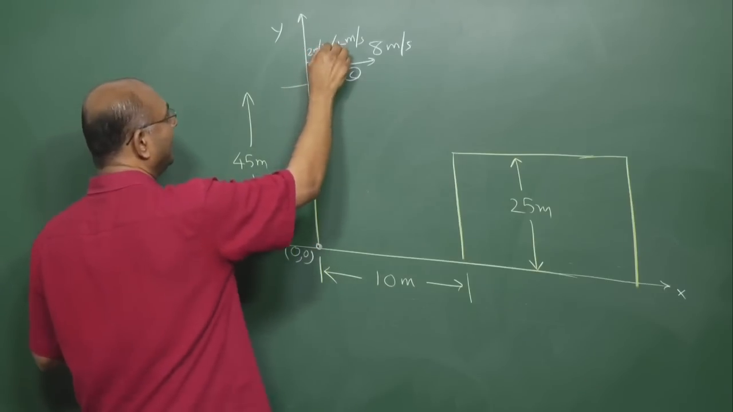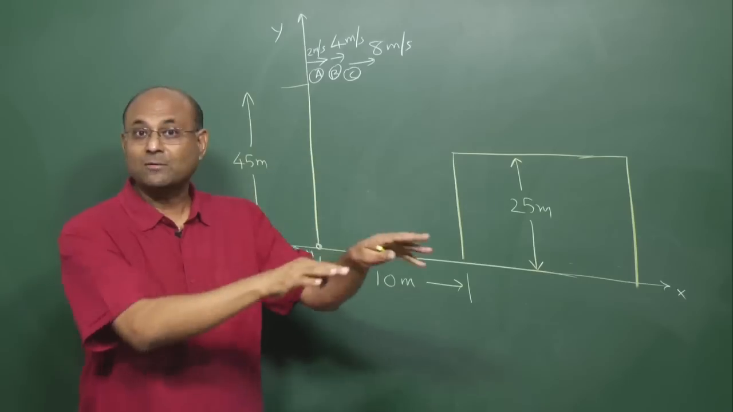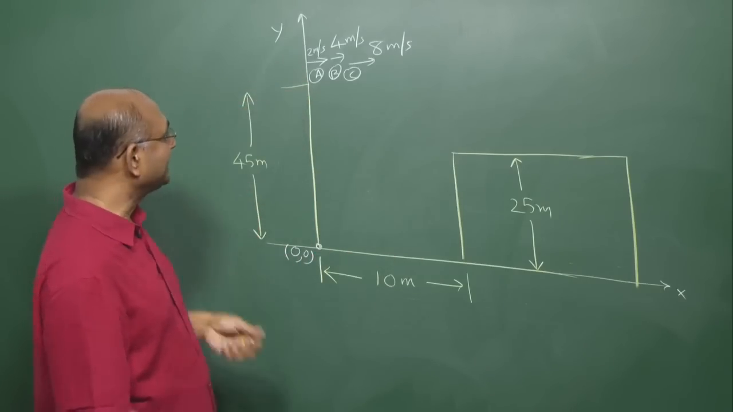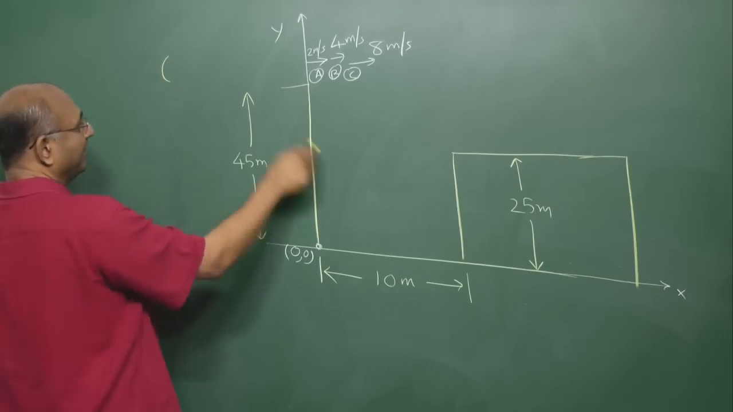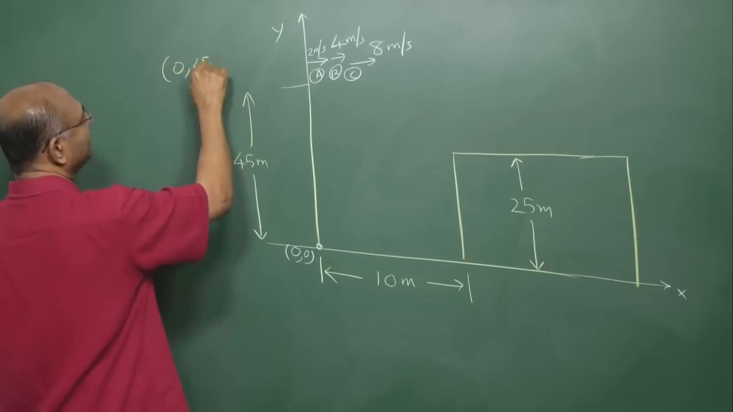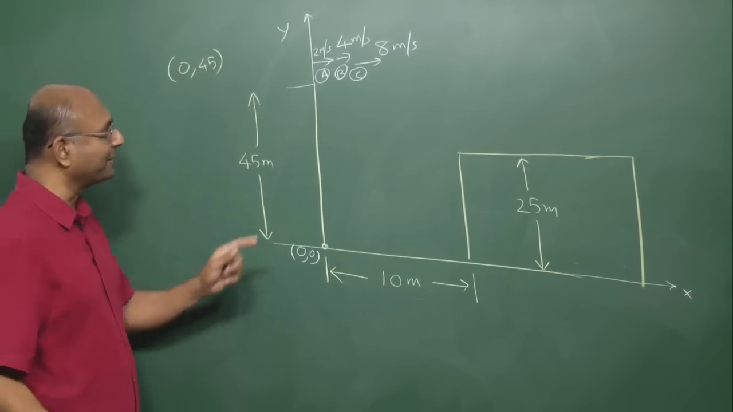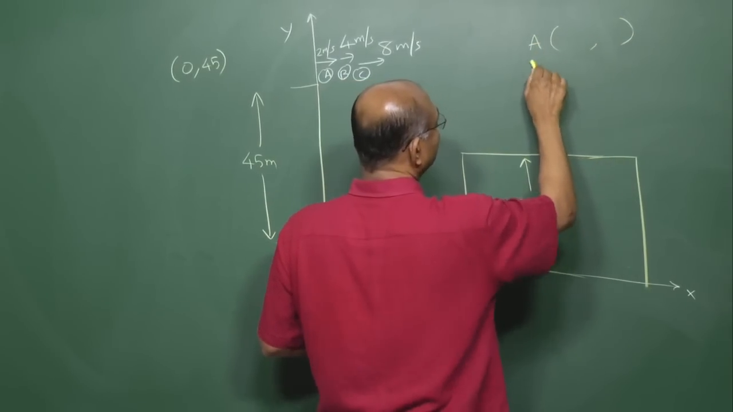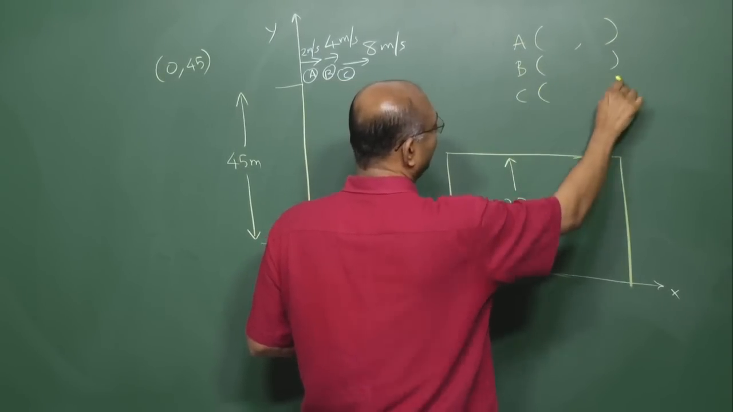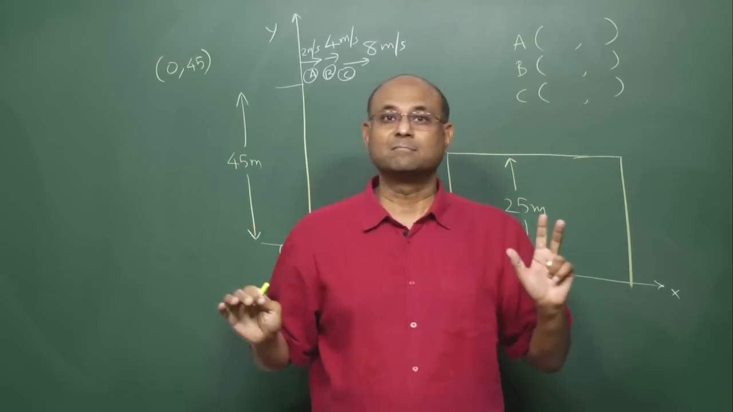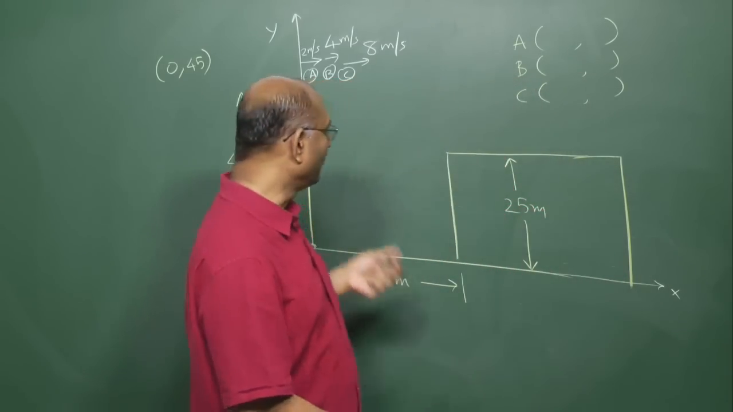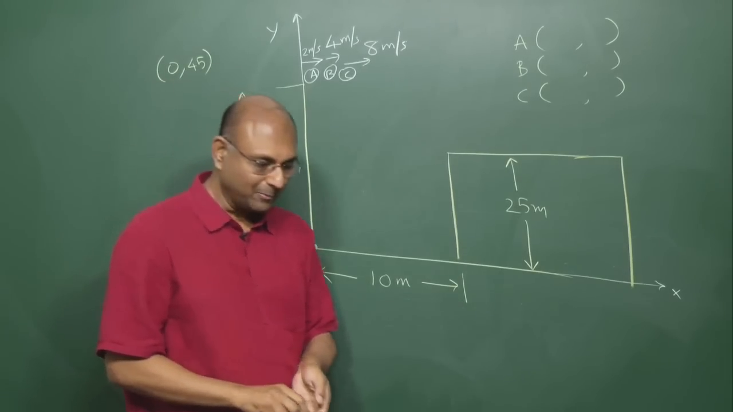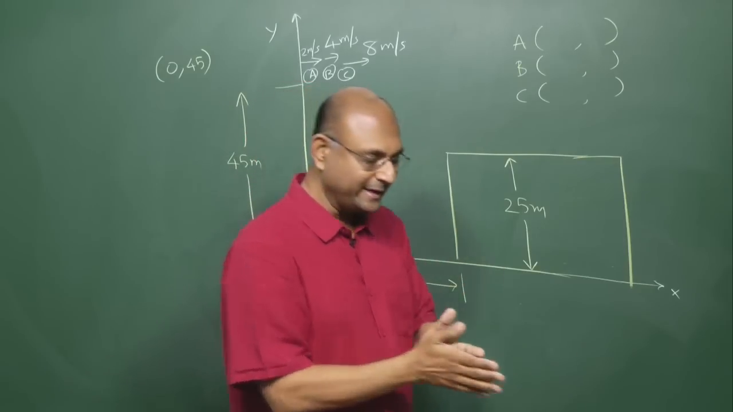So you've got A, B and C all thrown at the same time from the rooftop of this building, right? So what was their initial coordinate? Their initial coordinate will be, everybody has 0, 45. Everything is in meters, 0, 45. I want you to tell me A's coordinate, B's coordinate, C's coordinate whenever they hit the first thing. It could be the wall, it could be the roof, it could be the ground. I don't care what it hits. When it hits something, tell me the coordinates. Ready, steady, go. Start.